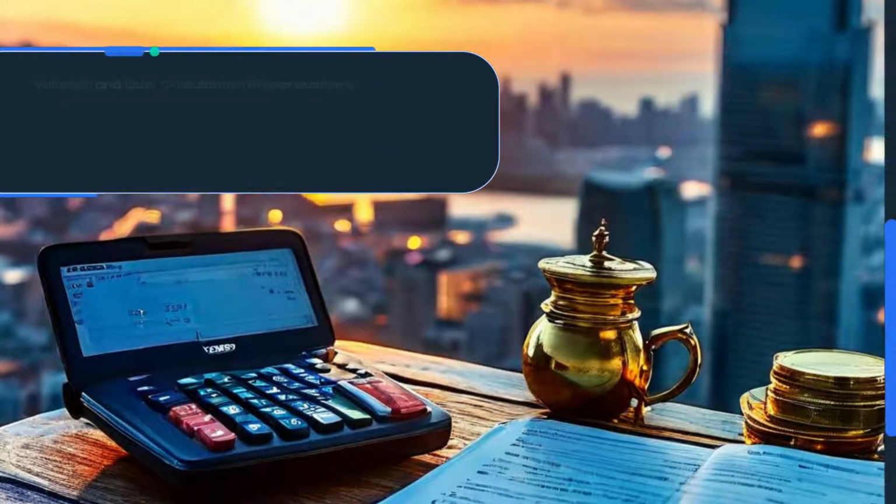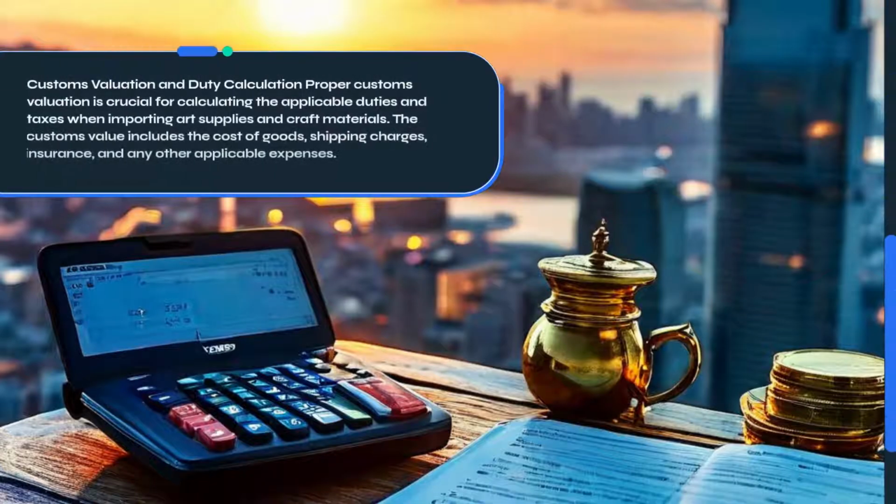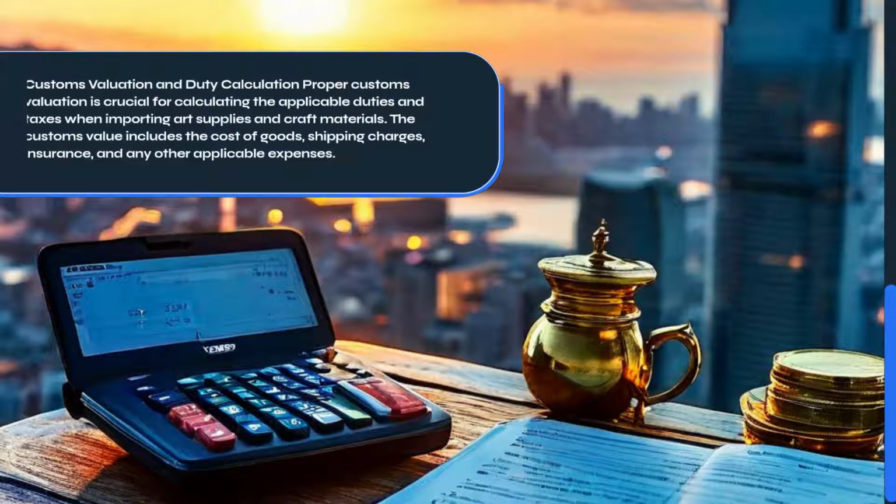Customs valuation and duty calculation. Proper customs valuation is crucial for calculating the applicable duties and taxes when importing art supplies and craft materials. The customs value includes the cost of goods, shipping charges, insurance, and any other applicable expenses.